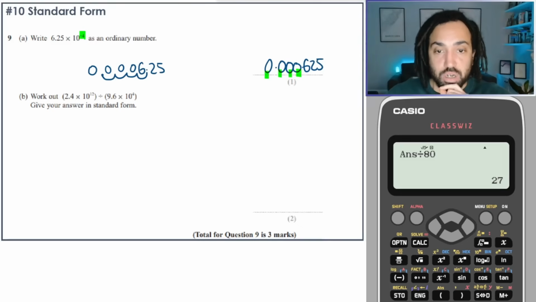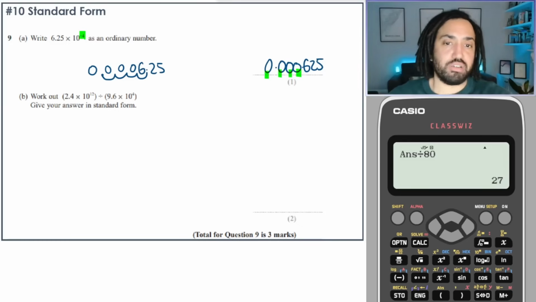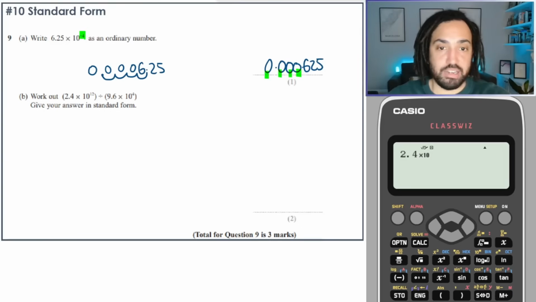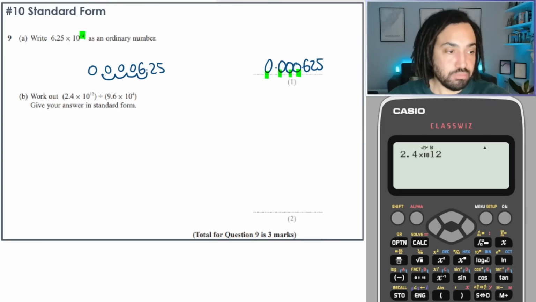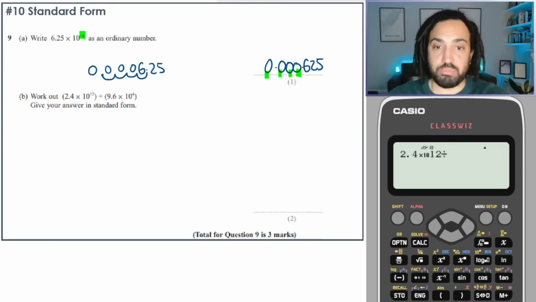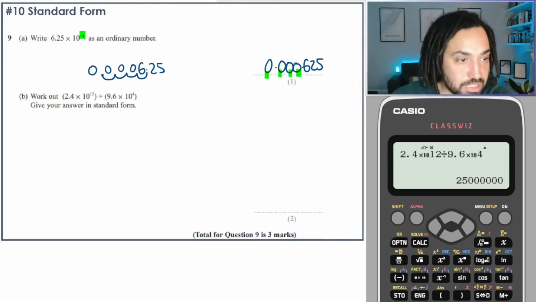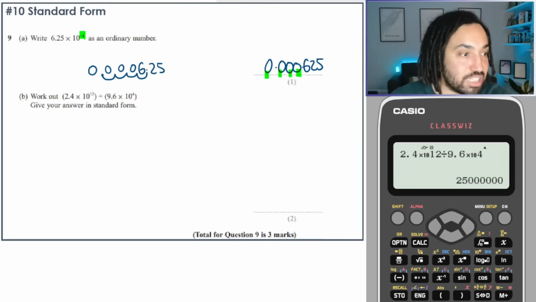Okay, next up, we are working this out. Now, I suspect the calculator might not help us, but we could try. So we can press 2.4 times 10 to the 12 divided by 9.6 times 10 to the 4. Aha. As suspected, it's not going to give us it in standard form.